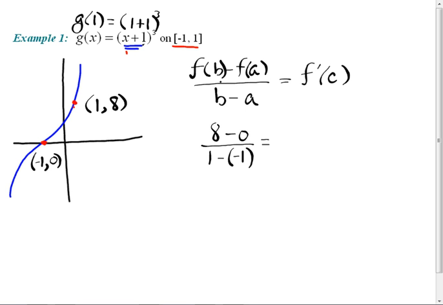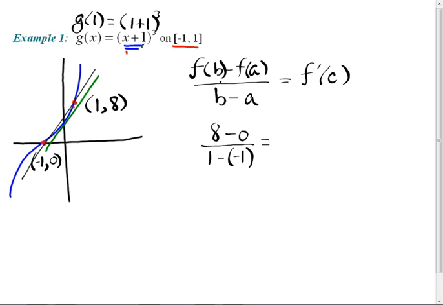That has to equal my derivative. What's my derivative? You can put c in for x, or we can just leave it as x. That's just slope. You're finding the slope between these two endpoints, and it has to be someplace in between where the slope of the tangent line equals the slope of the secant line. They're parallel. So what's the derivative of that function?